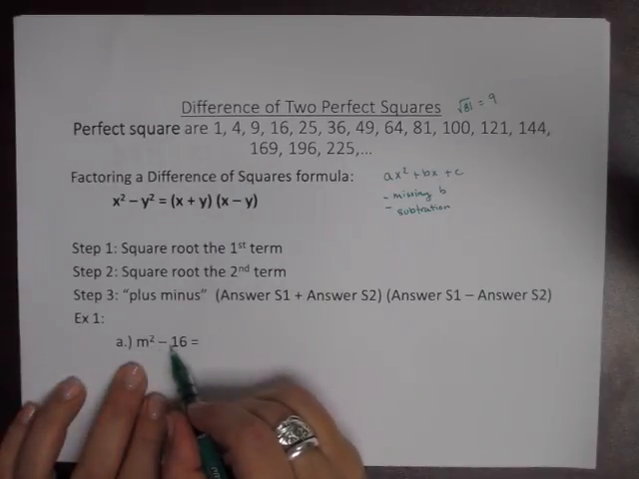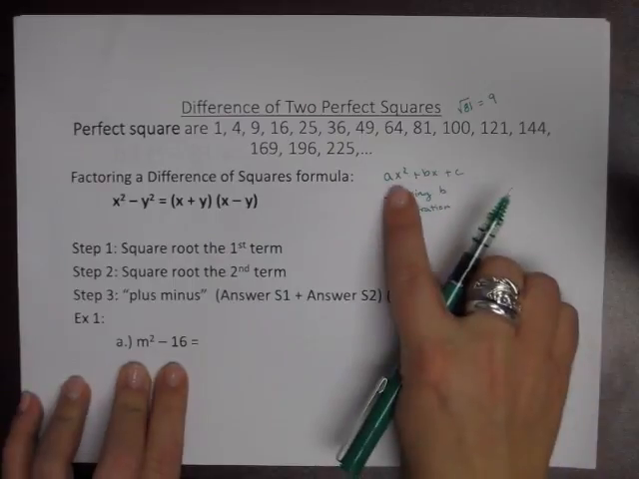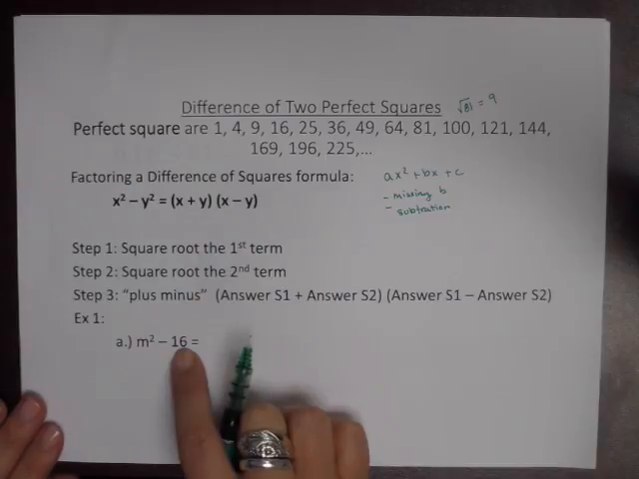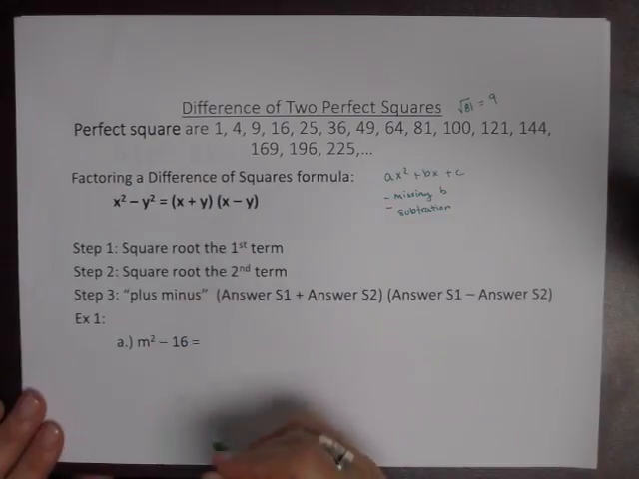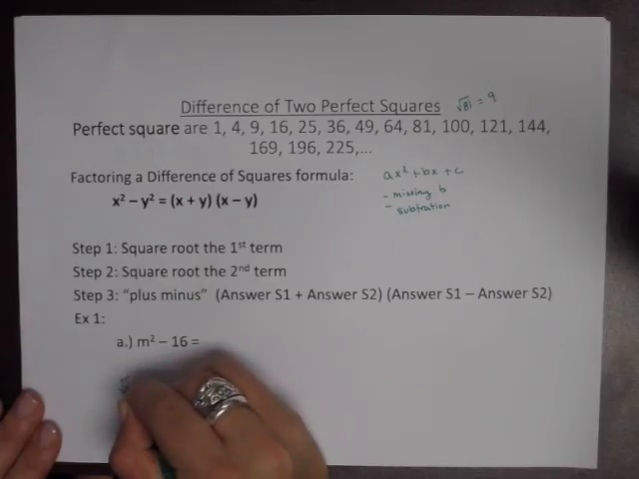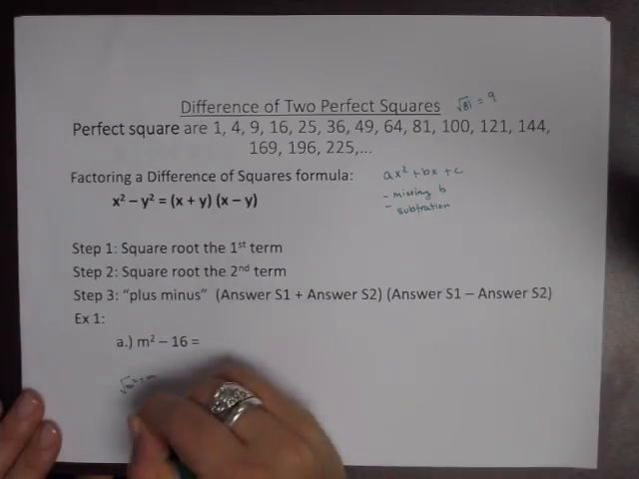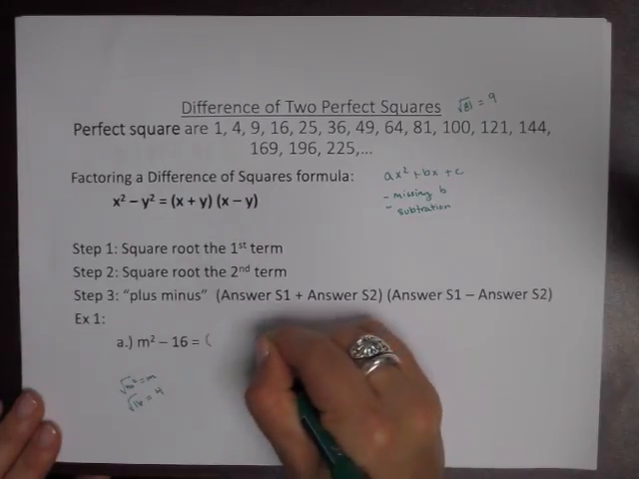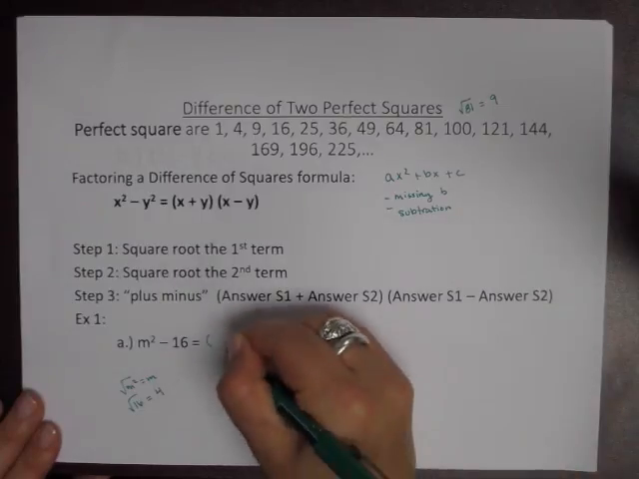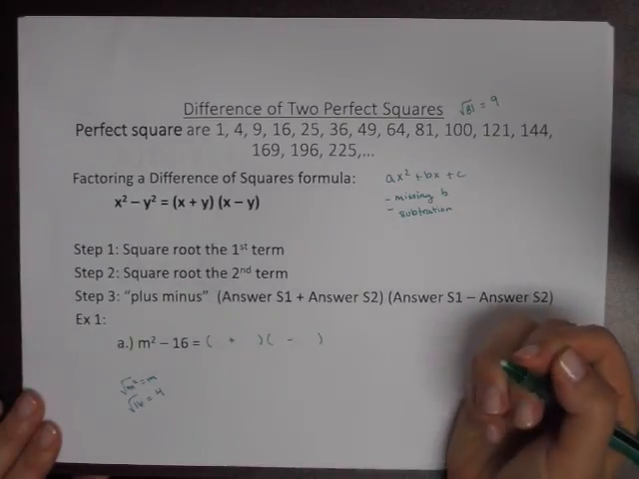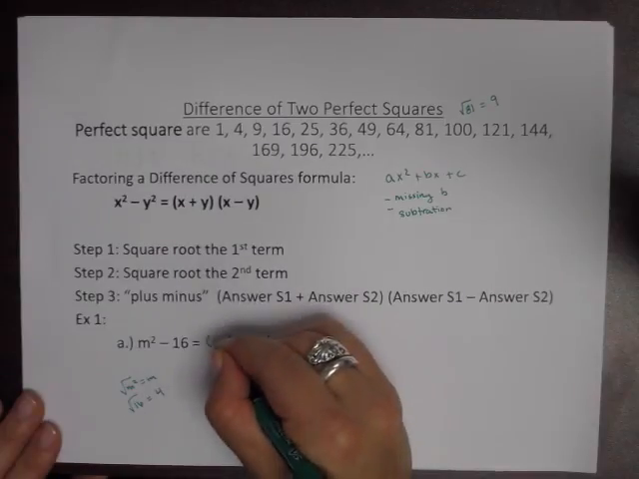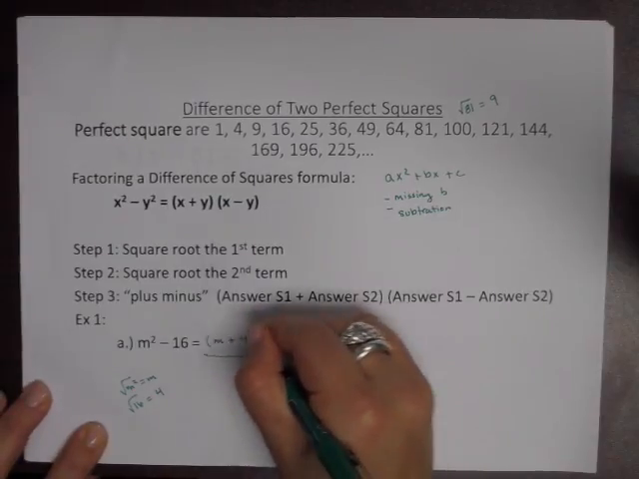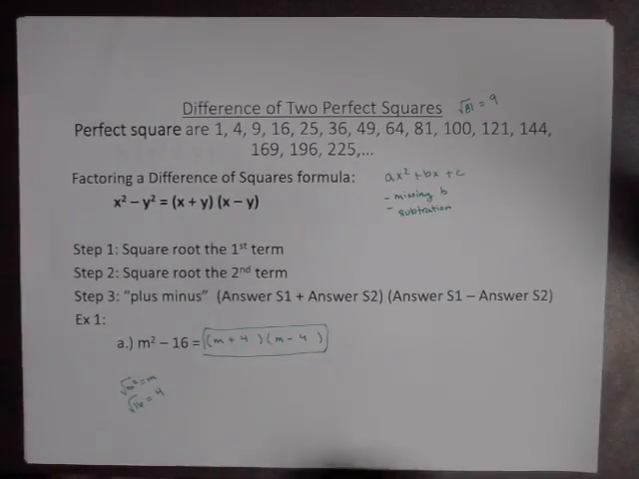We've got m squared minus 16. The first thing I look at when I compare it to my standard equation is I'm definitely missing my b, and it's going to be subtraction. And I know that 16 is a perfect square. So let's follow our steps. We take the square root of m squared, which is m. Then I take the square root of 16, step 2, which is 4. Then I set up my 2 parentheses, and I go plus minus within my parentheses, and then I just plug in what I just found. So m plus 4, m minus 4, and I'm done. This is a lot easier than 6.3.